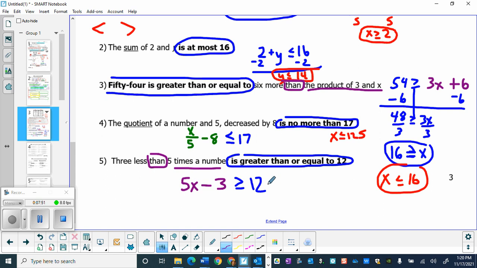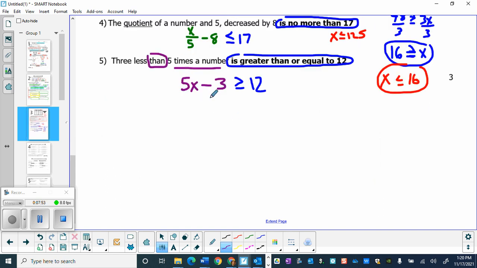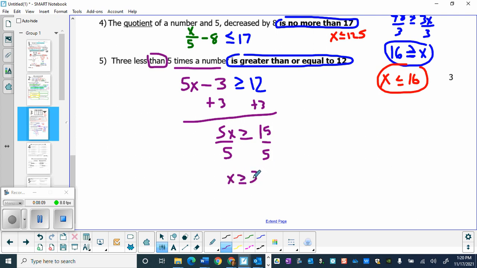And to solve, we're going to add 3. Add 3. We'd get that 5x is greater than or equal to 15. We're going to divide by 5. We're going to divide by 5. And x here is greater than or equal to 3.